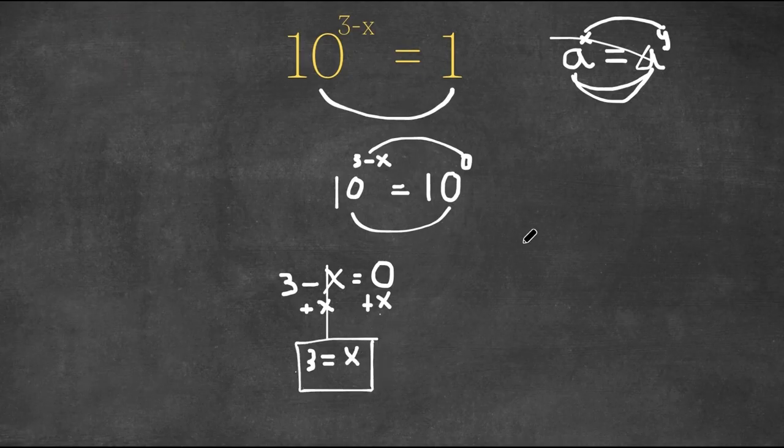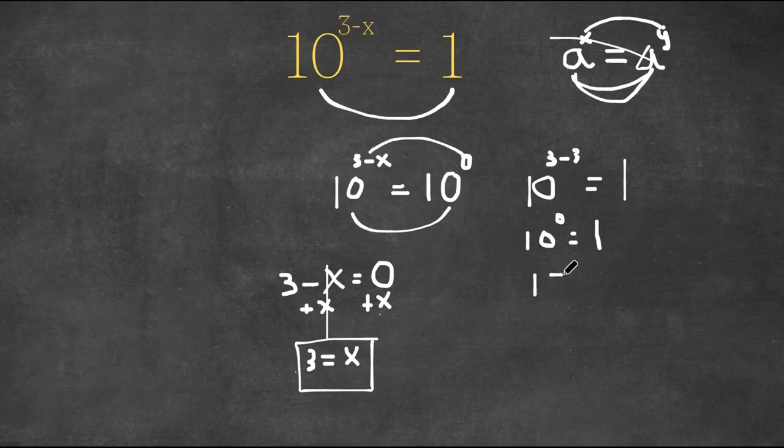Now, why don't we go ahead and plug it into our equation? So this gives us 10 to the power of 3 minus 3, and 3 minus 3 is 0. So 10 to the power of 0 equals 1. And remember, anything to the power of 0 equals 1. So we have 1 equals 1. And this is right, meaning our answer of x equals 3 is right.